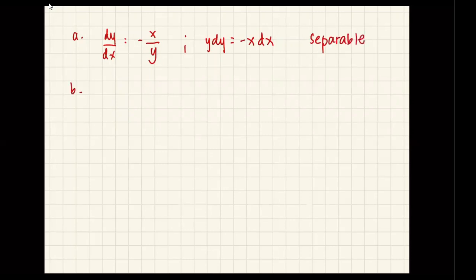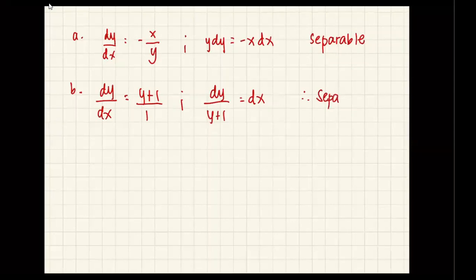Next, another example ng function. So, let's say meron tayong dy over dx is equals to y plus 1. So, separable ba siya o hindi? Pwedeng cross-multiply din kasi ito meron tong over 1 na denominator. So, ibig sabihin, pwede natin i-transform yun as dy all over y plus 1 is equals to dx. So, again, magkahiwalay na yung y and x sa each side of the equation. So, therefore, siya ay separable din.